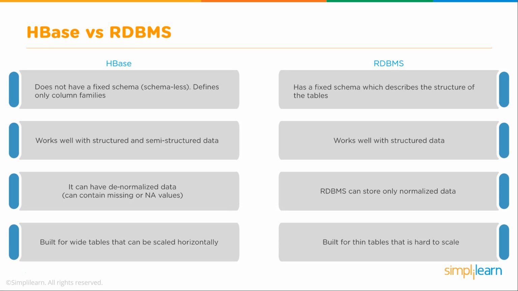HBase is also built for wide tables. It can be scaled horizontally. For instance, if you were doing a tokenizer of words and word clusters, you might have 1.4 million different words and combinations of words that you're pulling up. An RDBMS is built for thin tables that are hard to scale. You don't want to store 1.4 million columns in your SQL. It's going to crash and it's going to be very hard to do searches. With HBase, it only stores the data which is part of whatever row you're working on.